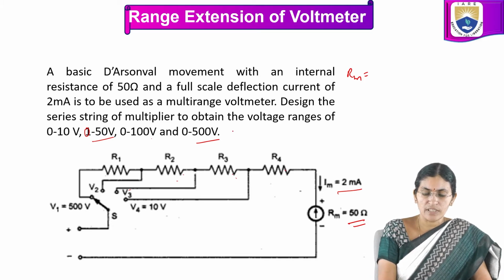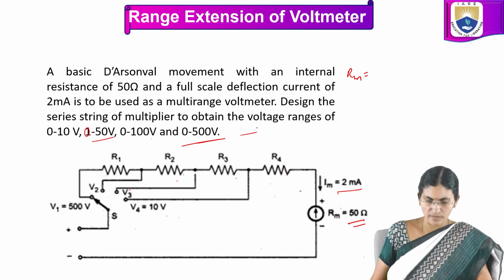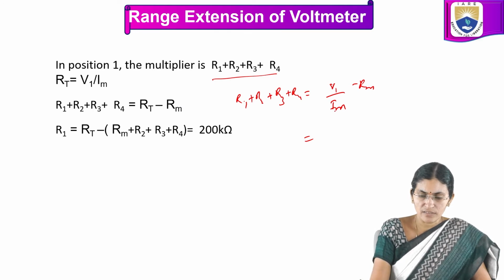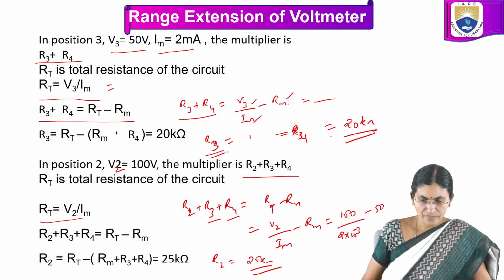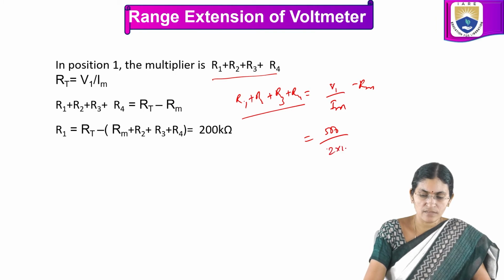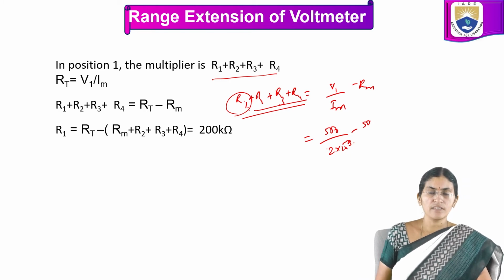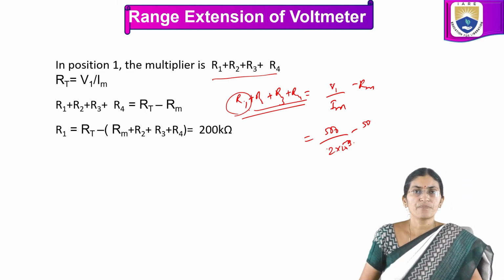So here one thing we have to remember: the more the voltage range we require, the more the resistance we need to insert. So maximum voltage means maximum resistance has to be there. Therefore V1 is equal to 500 divided by Im, which is given as 2 milliamperes, minus 50. We have the value of R2, R3 and R4. From this we can find out the value of R1. So in this way we can solve problems based on a practical multi-range voltmeter.